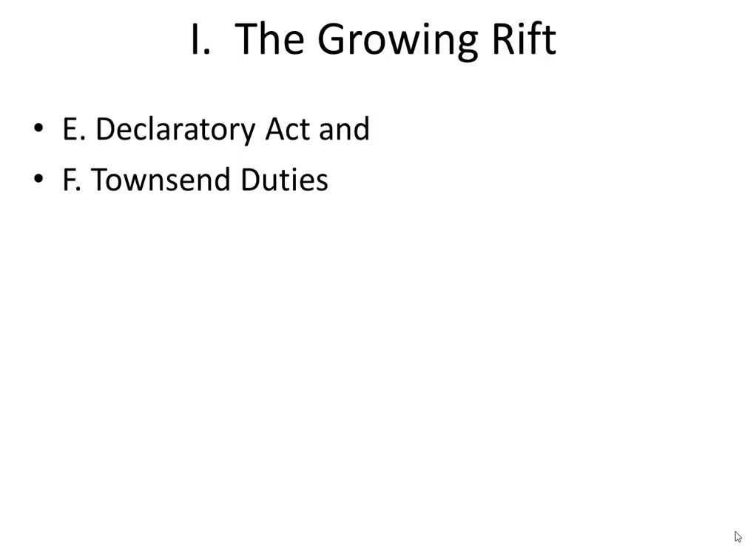So if you could write this down, the Declaratory Act, I'll say it a couple times, is Parliament can tax and legislate for Britain's American possessions in all cases whatsoever. Okay, so they slammed us, and that's the Townshend Duties. And you don't have to write all this down, but basically they started taxing us on glass, lead, paints, paper, and you recognize tea.